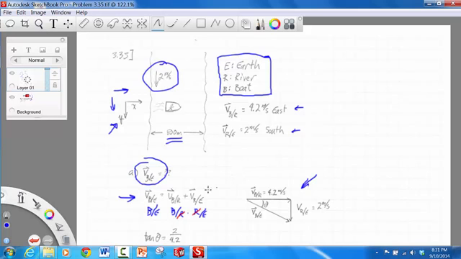So I know that my velocity of the boat relative to the river is 4.2 meters per second east. So I drew a line. That's what this guy is here. I didn't even draw it to scale, but that's to the east, and it's 4.2 meters per second. I also know that the velocity of the river compared to the Earth is 2 meters per second.